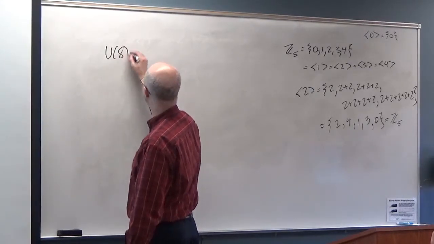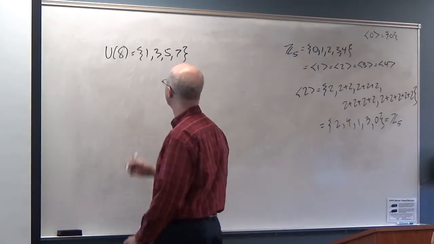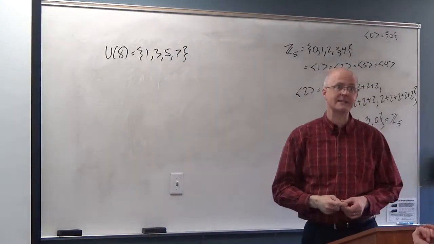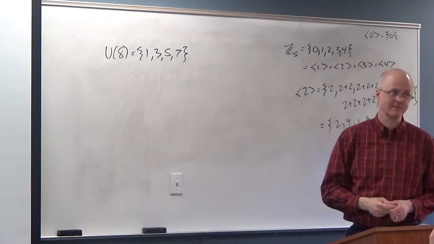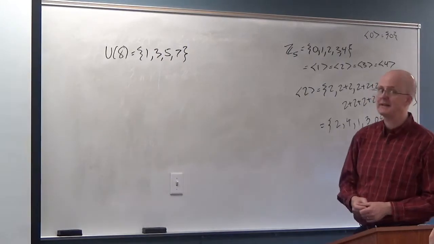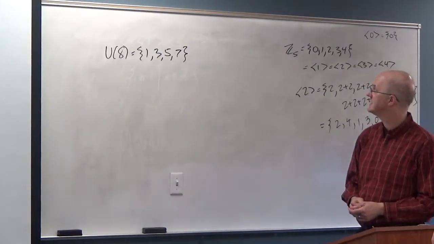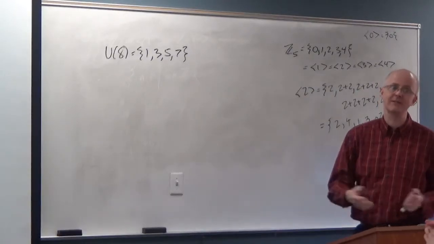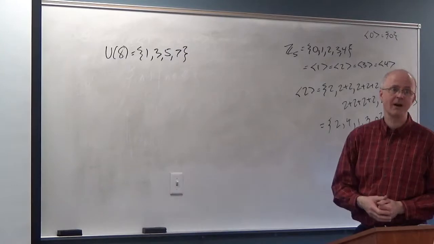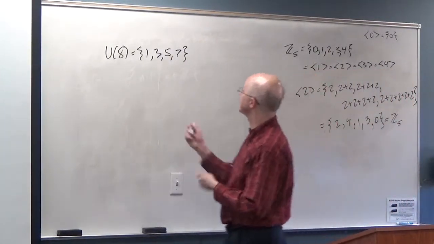U8: 1, 3, 5, and 7. Does that have a generator? It will not have a generator if all these elements are their own inverses. 3 times 3 is 9, mod 8 is 1, so 3 is its own inverse. 5 times 5 is 25, mod 8 is 1, so 5 is its own inverse. 7 times 7 is 49, mod 8 is also 1, so 7 is also its own inverse. This is not cyclic.